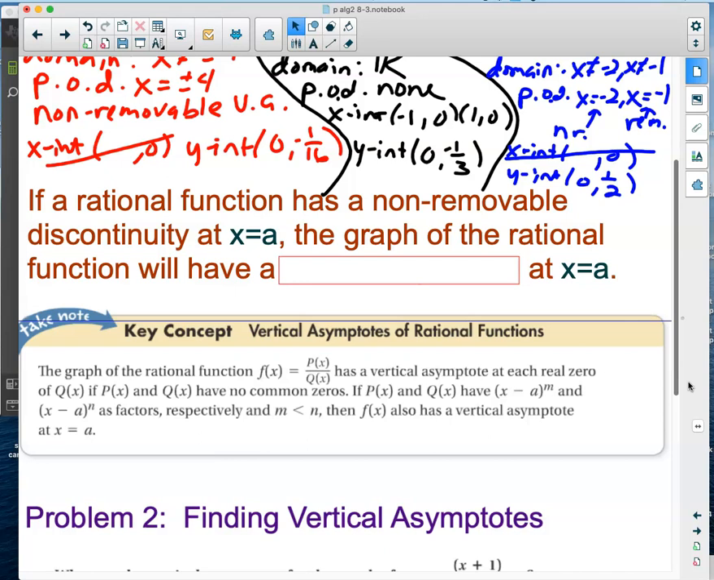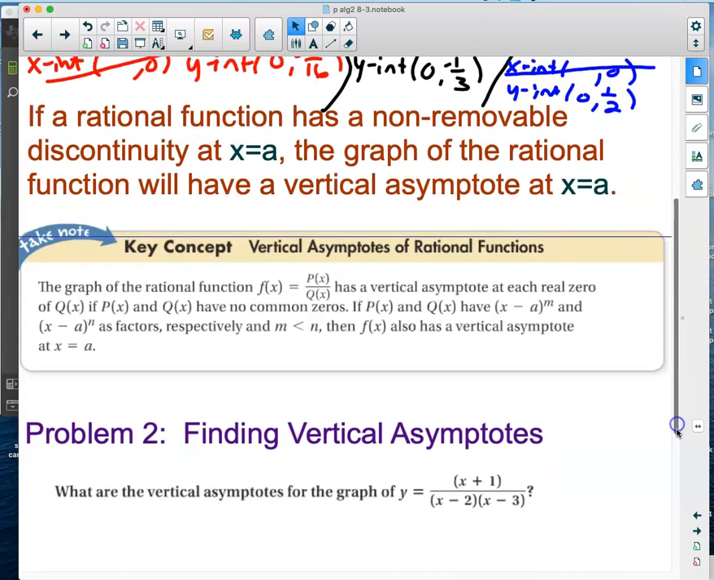If a rational function has a non-removable discontinuity at x equals a, those are the vertical asymptotes. And again, those have to go on our graph immediately. We get those vertical asymptotes on there. If it won't cancel, it's a vertical asymptote. And we put it on there. So the rest of this isn't really new. It's just reminding us that, hey, if this cancels, it's a hole. It's not a vertical asymptote. And that's what this says right here.